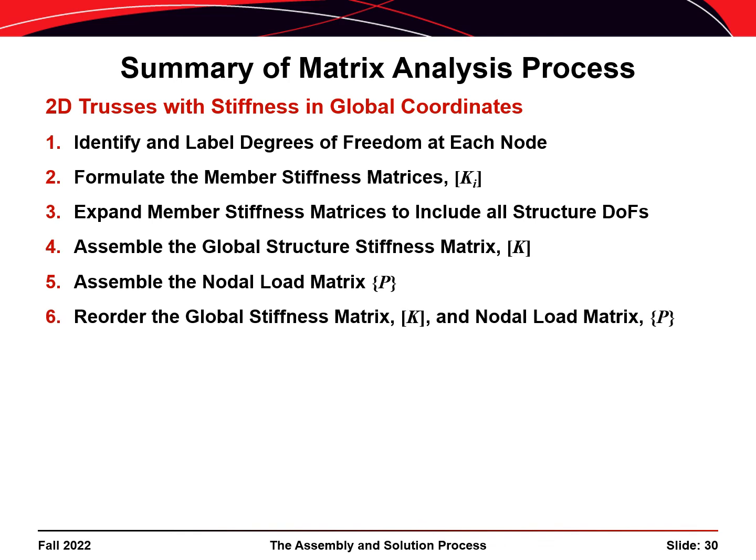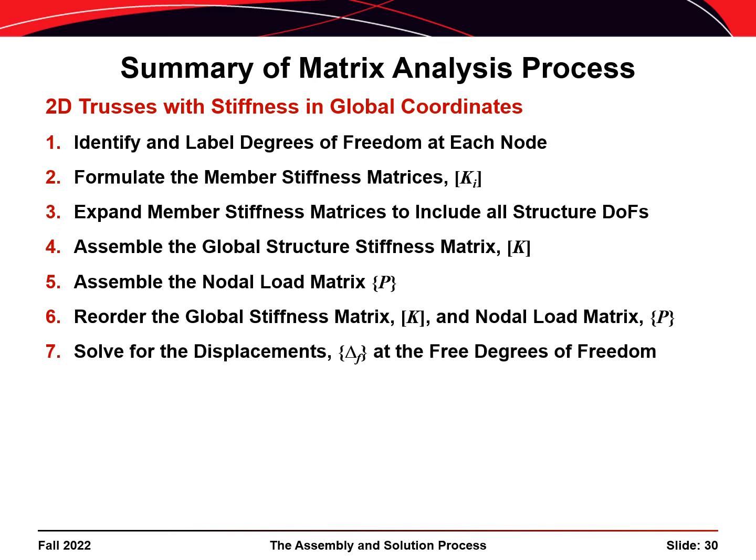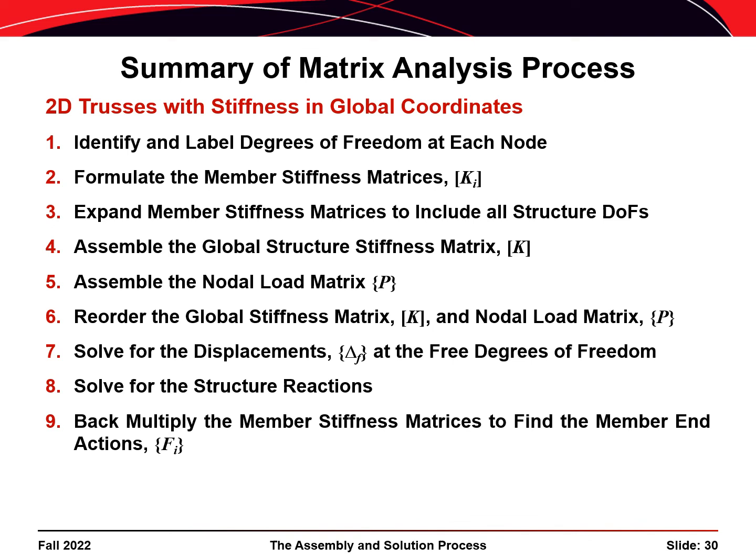Then we reorder the global stiffness matrix K and the nodal load matrix P, putting the unrestrained or free degrees of freedom first and the restrained degrees of freedom last. Then we solve for the displacements, delta sub F, at the free degrees of freedom. And then in step 8, we solve for the structure reactions. In step 9, we back multiply the member stiffness matrices to find the member end actions F sub I. This was covered in the first presentation. And then as the last step, we solve for the internal member forces as needed.